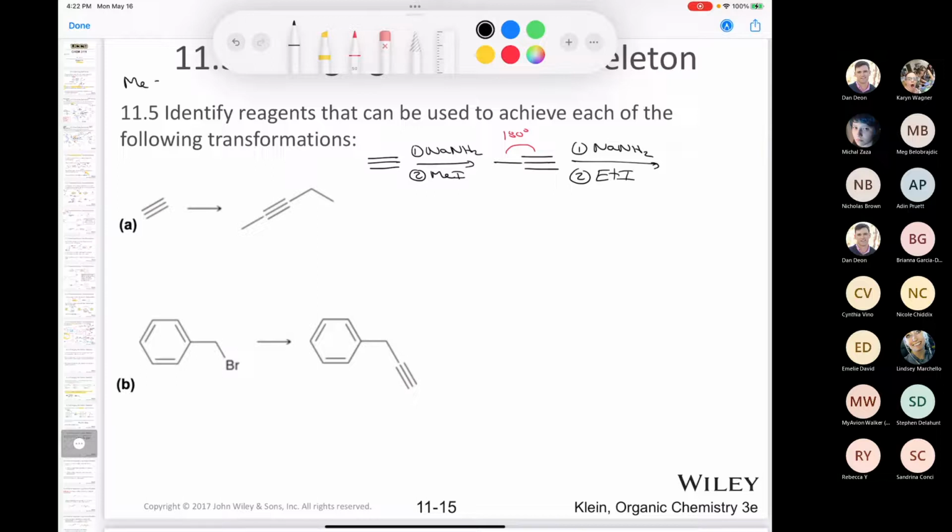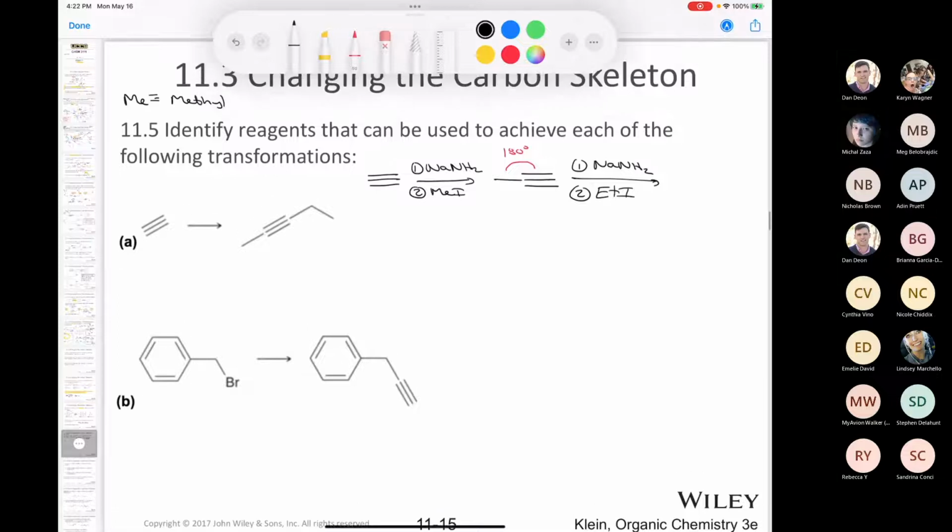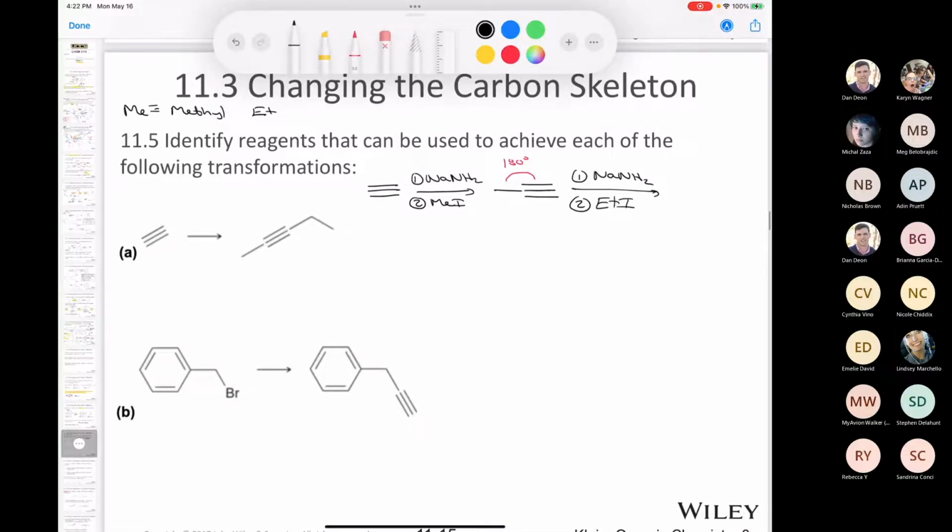Remember that Me stands for methyl, and that Et stands for the extraterrestrial who went home. No, I'm kidding. It stands for ethyl.